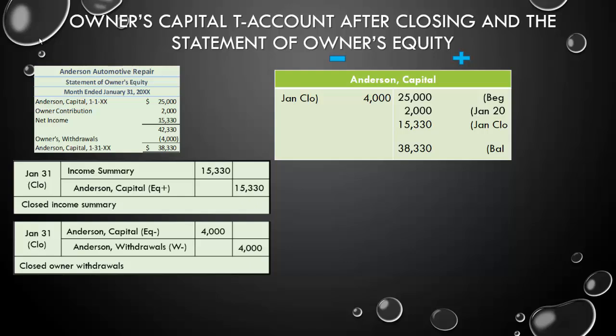What is that $38,330? It is your ending balance of capital, which means that after you get done closing, the balance of your equity, your capital account, your equity account, should always be equal to the same end number you ended up with on your statement of owner's equity.